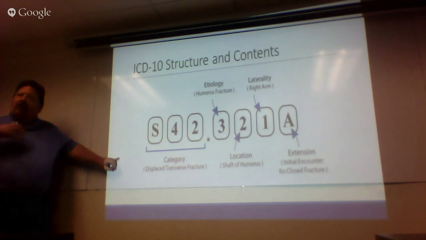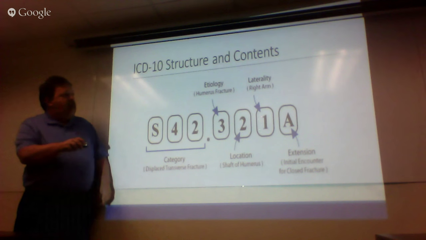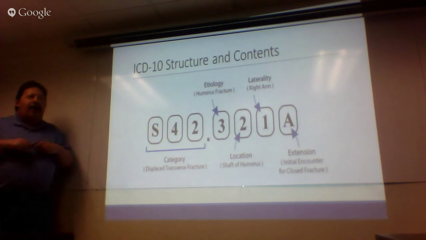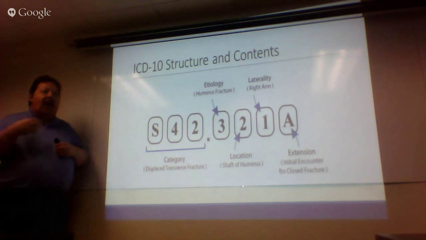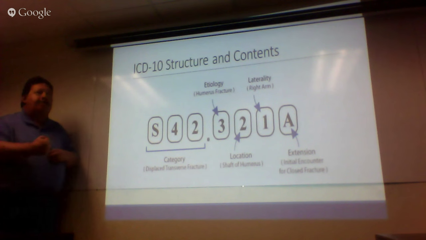Interestingly enough, as time goes forward with these codes, this digit right here, the laterality, will make some sense. And let me tell you how. If I'm right-handed and I break my right arm, what does it say about my ability to work, to earn a living? It will affect it.